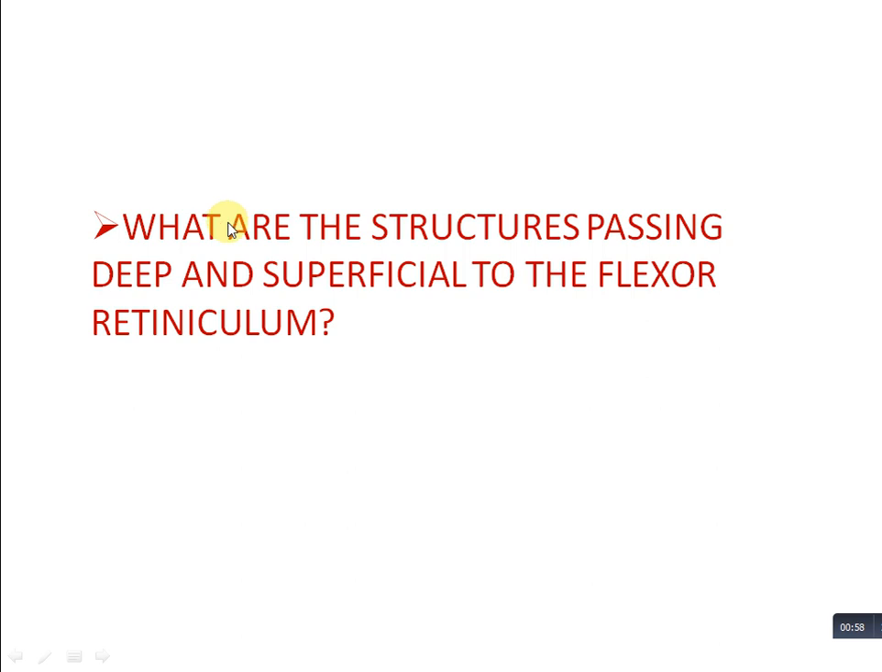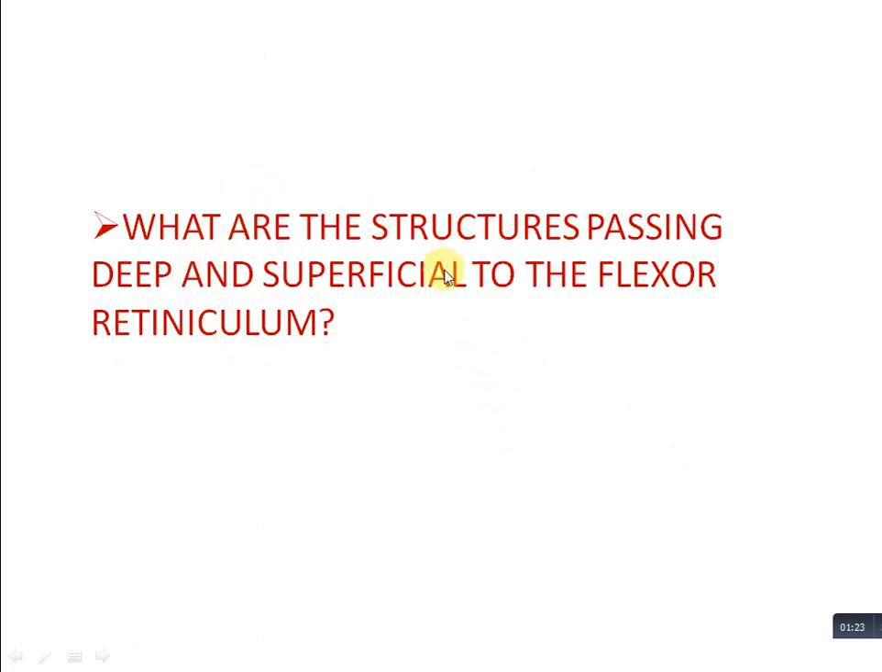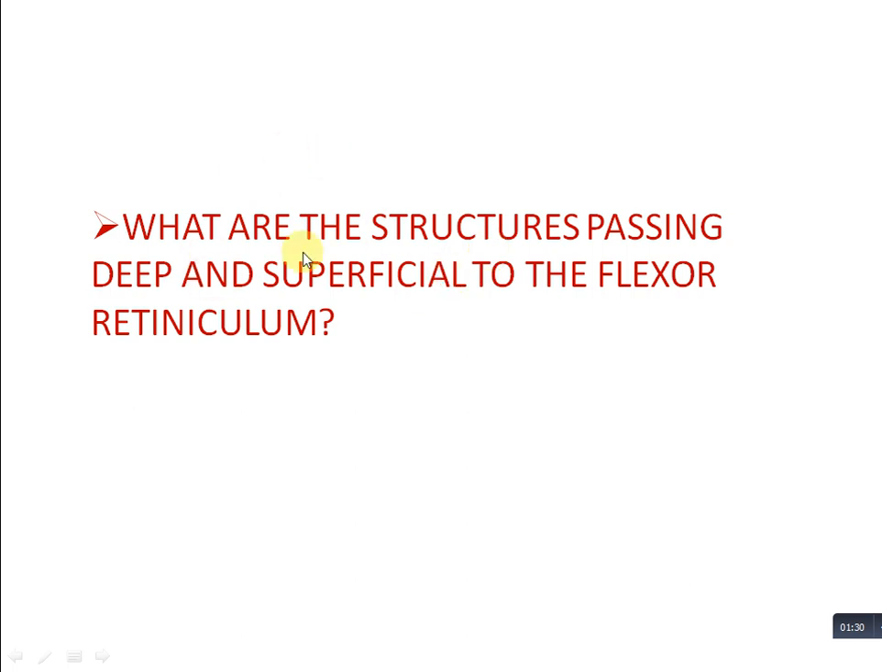Then this question is very important. It is important from the VIVA point of view, and also from the theory point of view. What are the structures passing deep and superficial to the flexor retinaculum? Just now I have shown you the flexor retinaculum. So you have to know about the structures that are going over the flexor retinaculum and the structures that are going underneath it. I'm also going to prepare a separate video on this topic, and you should certainly watch that video. That will be helpful, I believe.